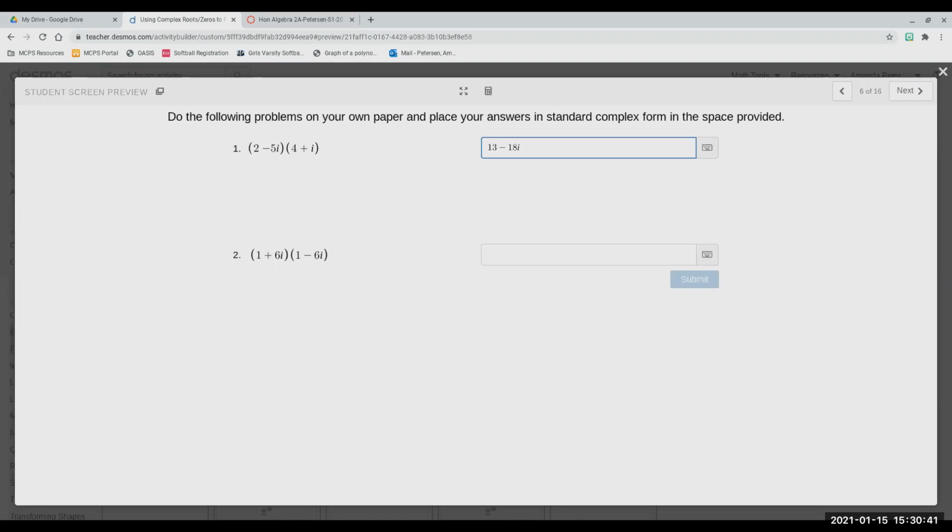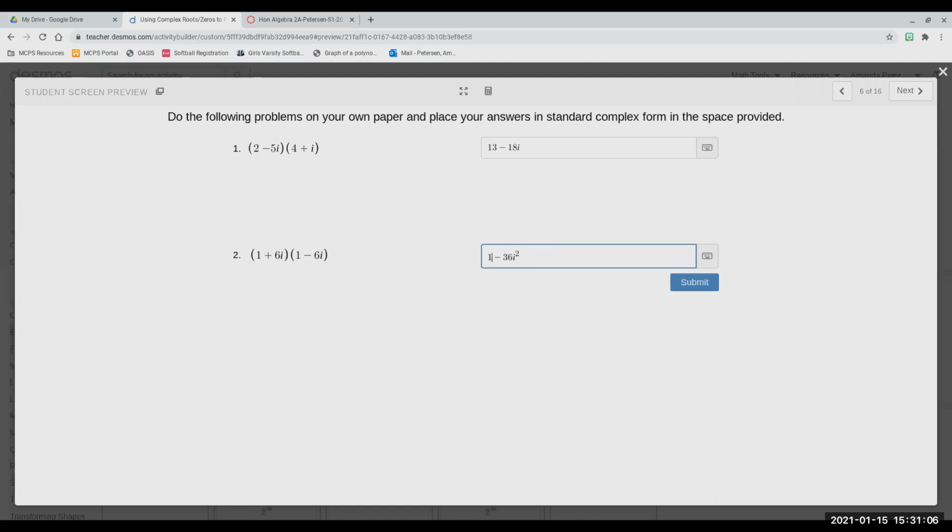Number 2 is going to be a little bit different, but everything about it is going to be the same. Our final answer is going to look a little bit different, and we'll see what I mean in just a second. 1 minus 6i plus 6i minus 36i squared. So when we go to combine like terms, we should have noticed that I have a negative 6i and a positive 6i, which just amount to nothing.